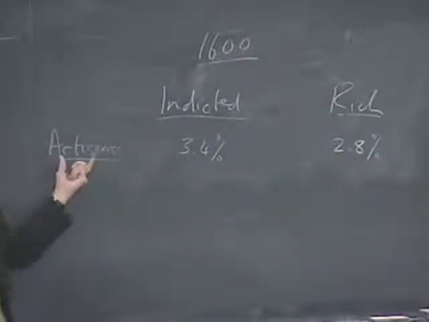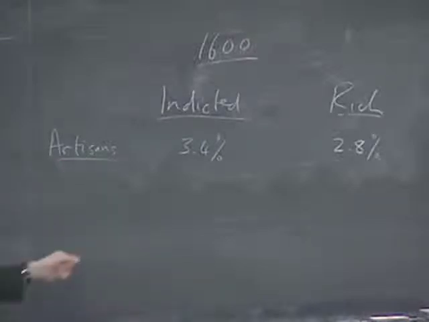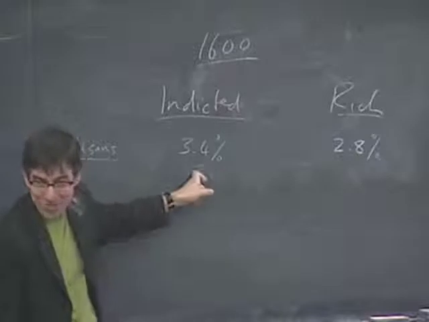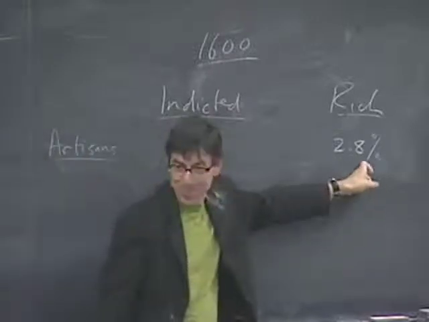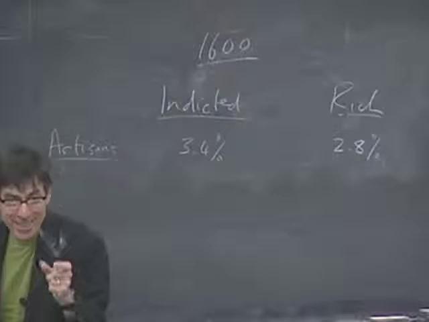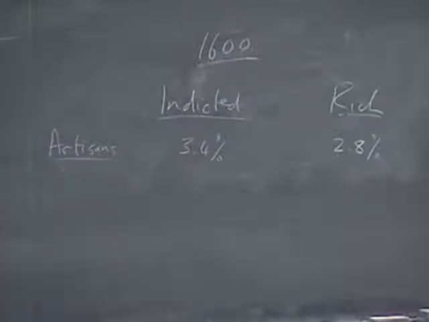So the descendants of the middle class of the Middle Ages, by 1600, have both moved down and moved up. And in fact, they seem to have moved equally in terms of the frequency across these two groups.